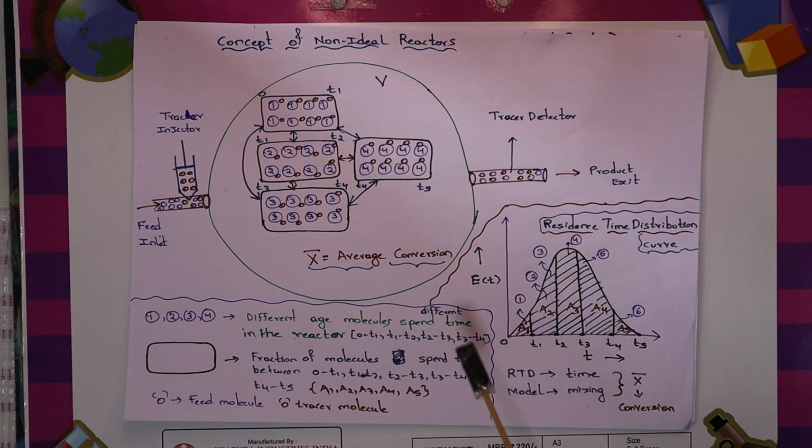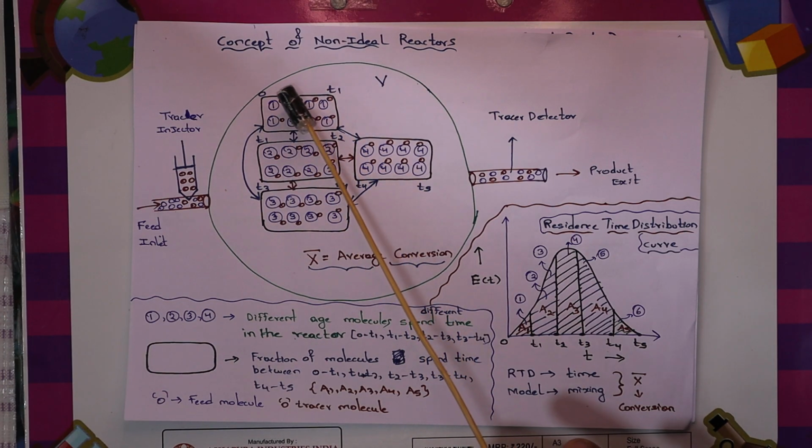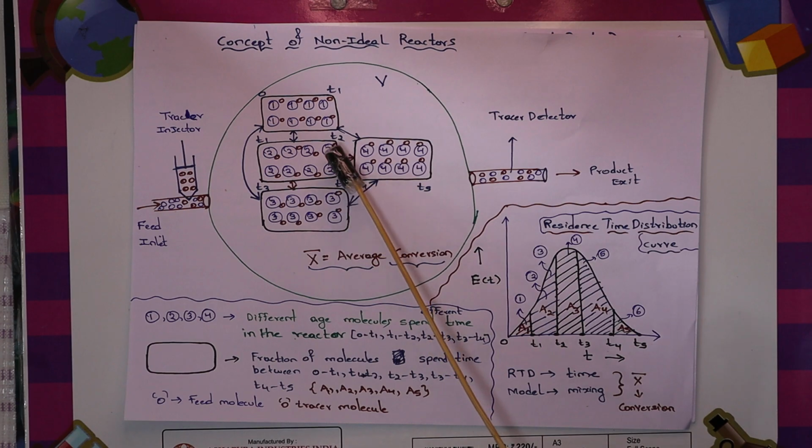The concept of non-ideal reactors is designed in a schematic representation in this particular way. Imagine there is a non-ideal reactor, which could be a CSTR, PFR, or packed bed reactor. Let us divide the molecules in this non-ideal reactor into a number of fractions: fraction 1 consisting of molecules of age 1, fraction 2 consisting of molecules of age 2, fraction 3 consisting of molecules of age 3, fraction 4 consisting of molecules of age 4.